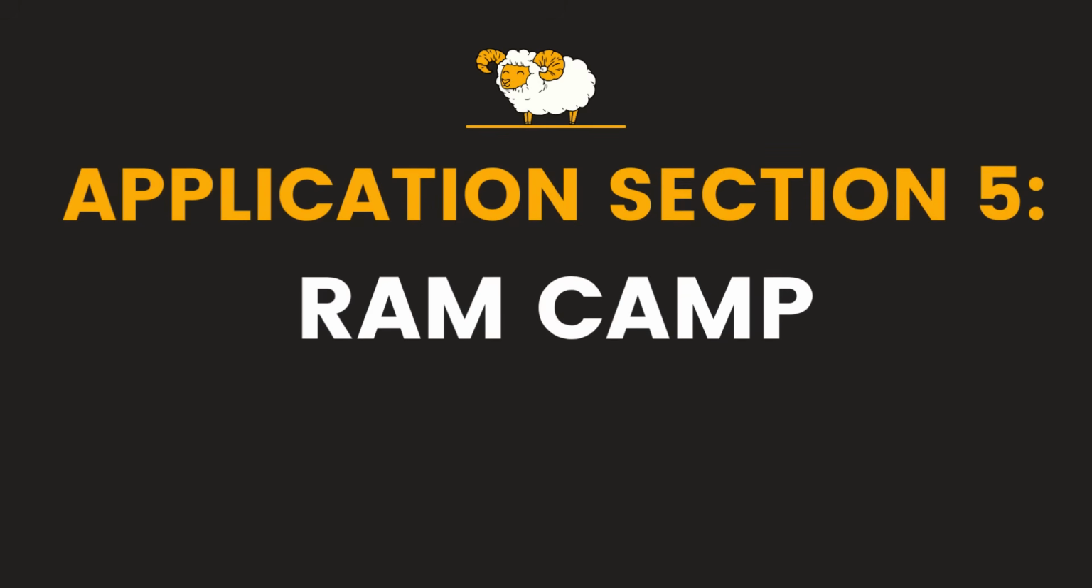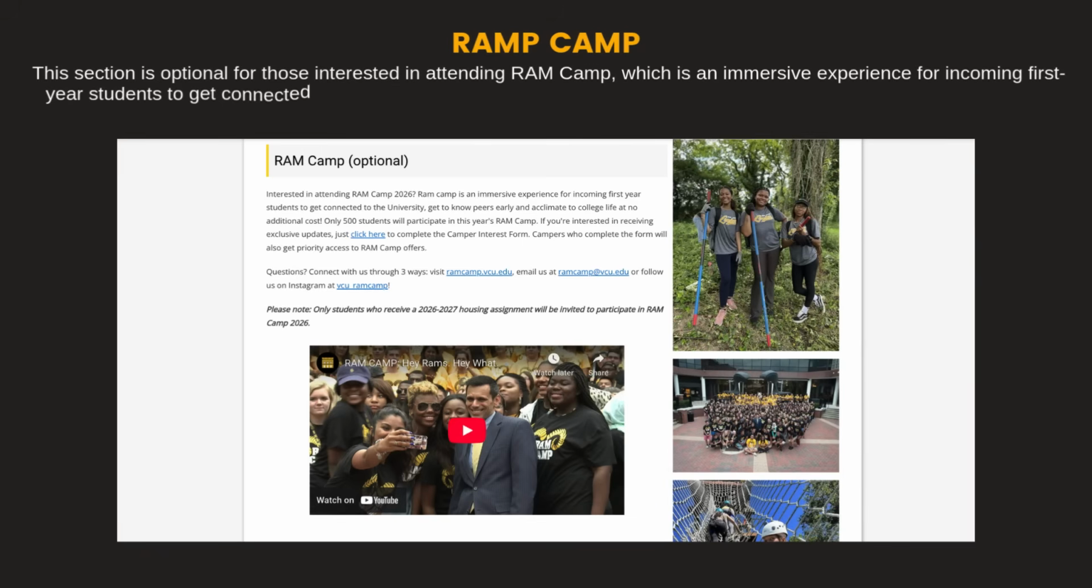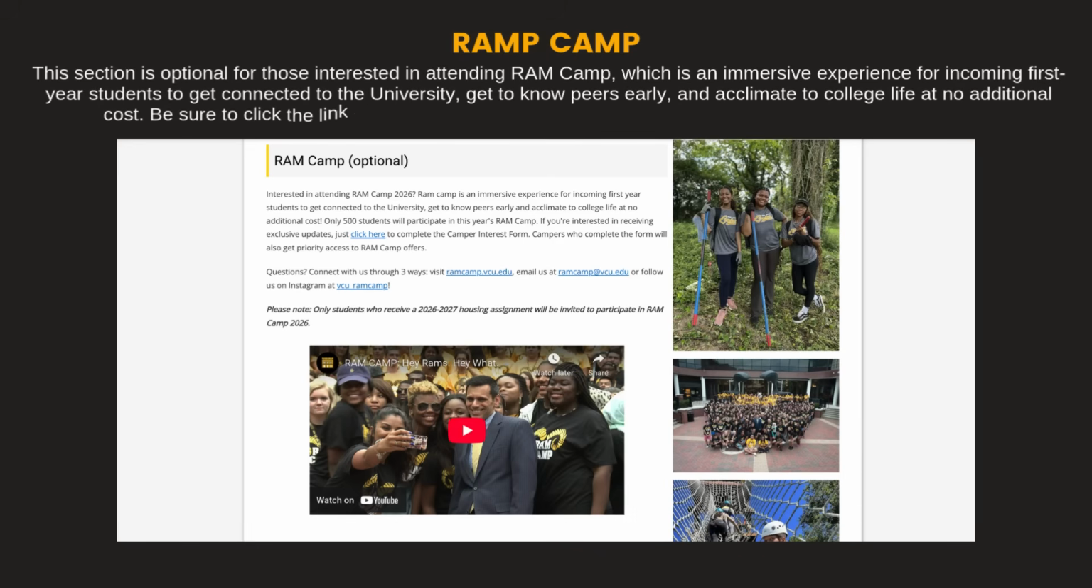Application Section 5, RAM Camp. This section is optional for those interested in attending RAM Camp, which is an immersive experience for incoming first-year students to get connected to the university, get to know peers early, and acclimate to college life at no additional cost. Be sure to click the link to the camper interest form if you are interested in attending Ram Camp.